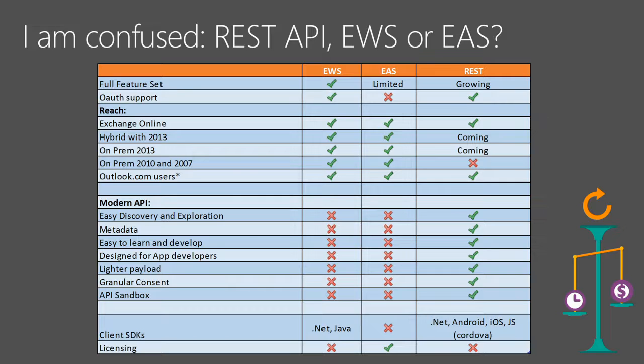So the bottom line comes down to this: if you're on Exchange 2010 and older, then I think EWS is your best bet for extensibility because it's full featured and it's been running for a while. If you're on Exchange Online, then absolutely you should go for REST.